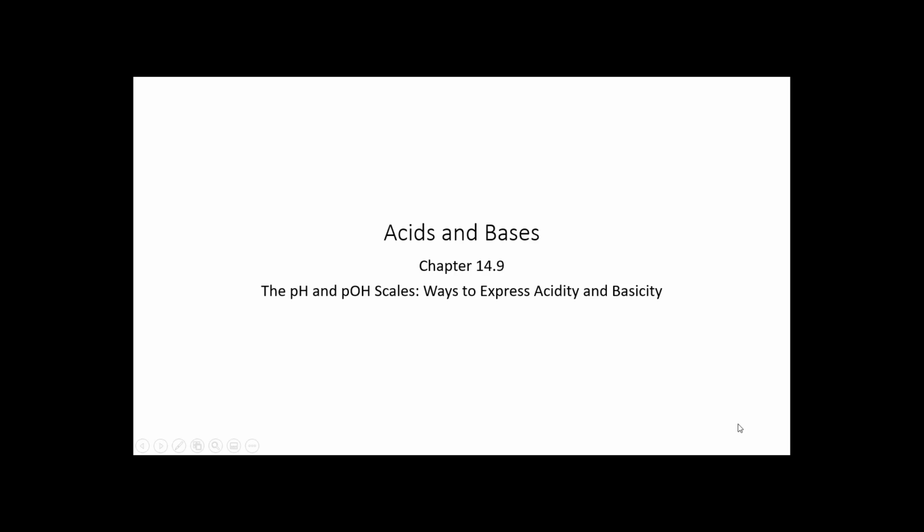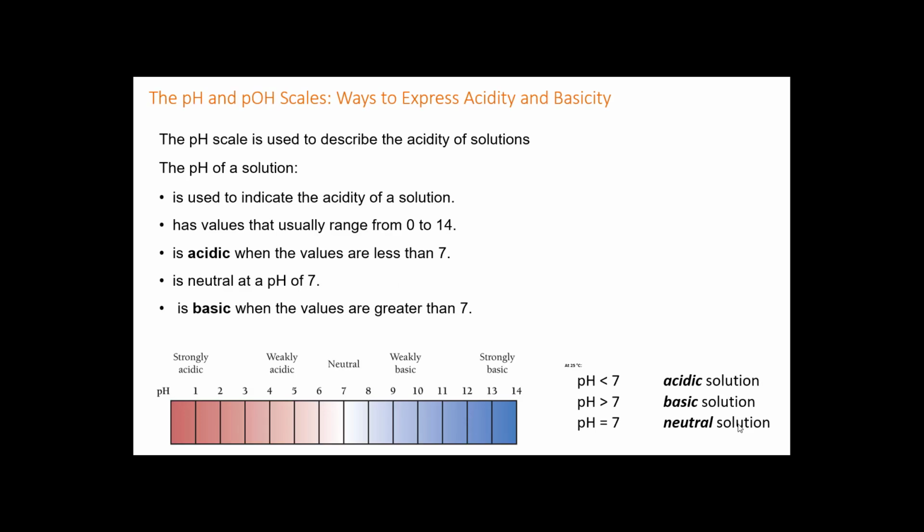Hi class, this is chapter 14.9. We're going to be dealing with pH and pOH scales. A pH scale is used to describe the acidity of solutions. How much acid is in that solution is what a pH scale is based on. So the pH of a solution, again, is used to indicate the acidity of that solution.